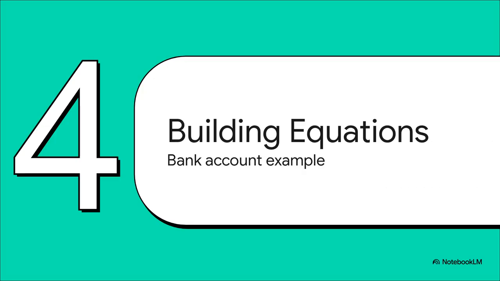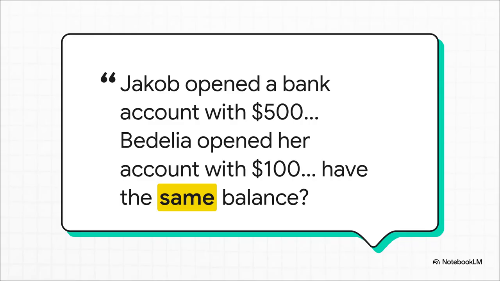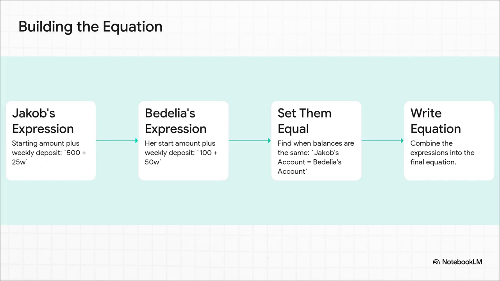All right, enough with the theory. Let's put our new detective skills to the test. We're going to use those keyword clues to build an equation from the ground up, using this great example about two bank accounts from your lesson. So here's the situation. We've got two people, Jakob and Bedelia, and they're both saving money. But they start with different amounts, and they're saving at different speeds. And our job is to figure out at what exact point in time will they have the same amount of money.